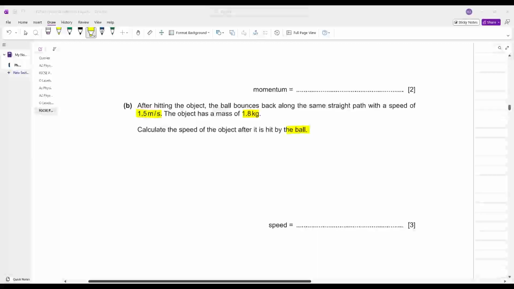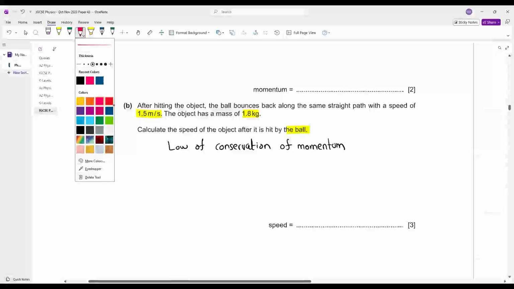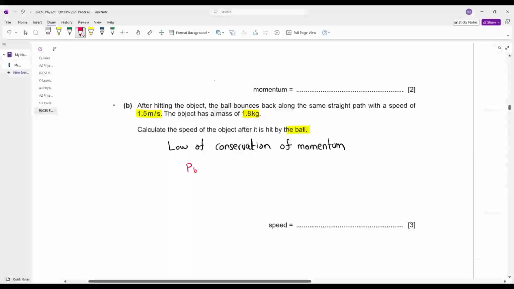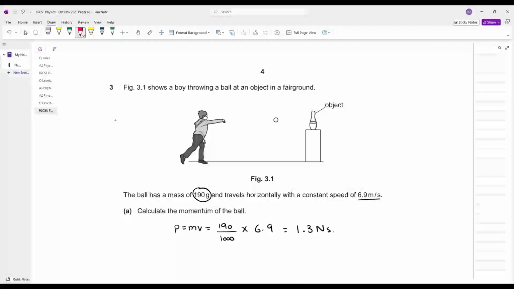Do you remember the law of conservation of momentum? Yes or no? The law of conservation of momentum states that the total momentum before collision is equal to the total momentum after collision. Do you have the before collision diagram? Yes. The before collision diagram will look like this.